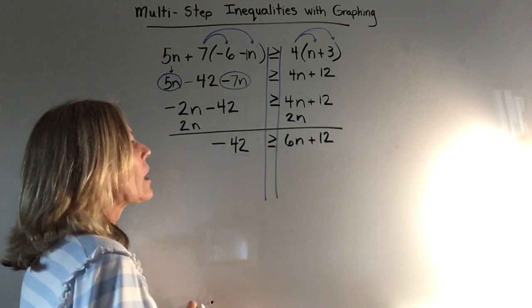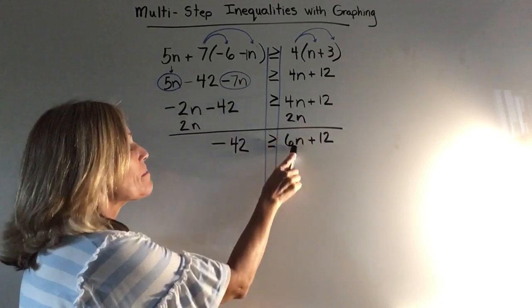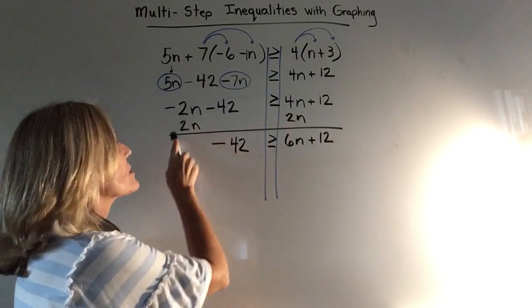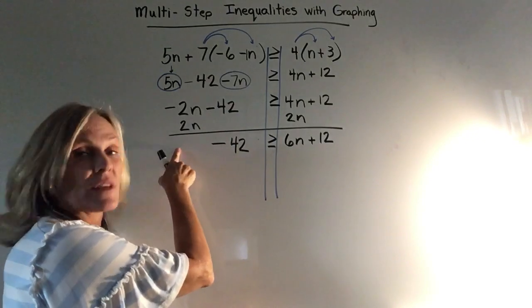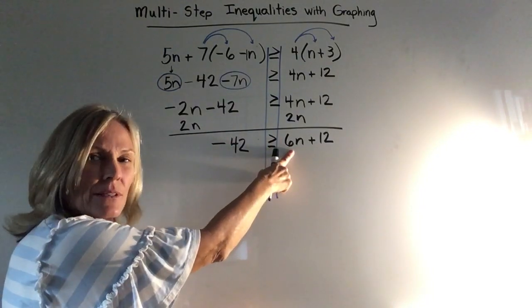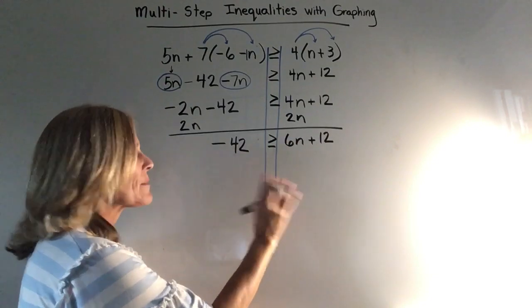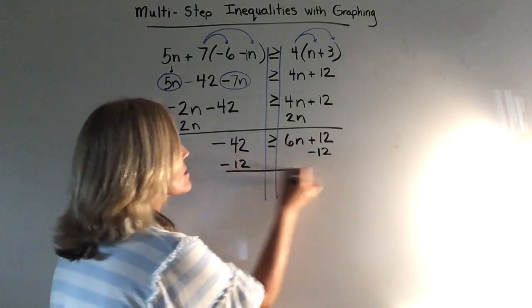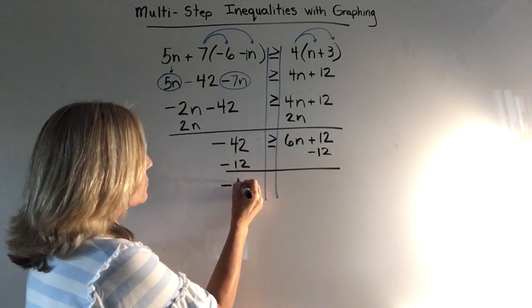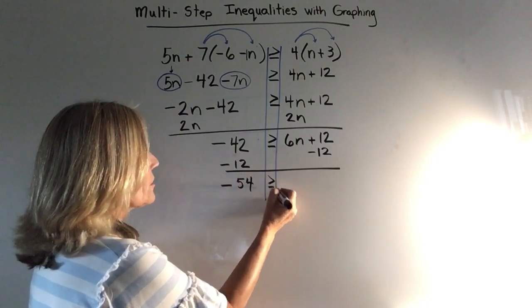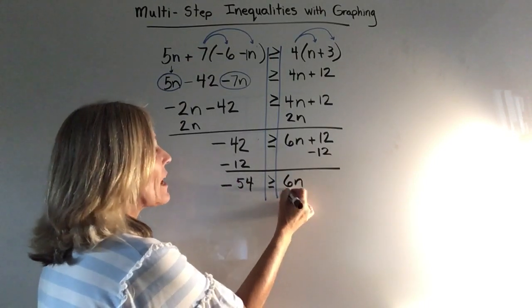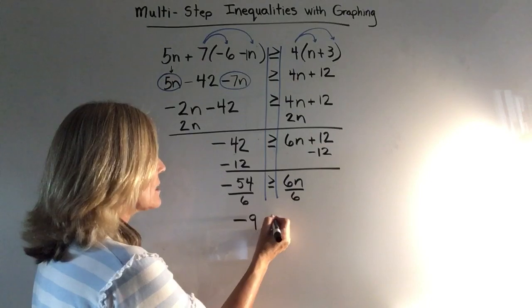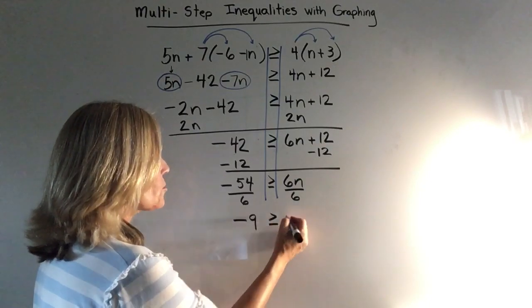All right, now understand what I did. This is a positive coefficient. Had I subtracted 4n from both sides, I would have a negative 6n over here. So wouldn't that swap the sign? Isn't that weird? It looks like it's not going to swap it here. So how can that be the same thing? So let's see what happens. So I'm going to subtract 12 from both sides. And over here we have negative 54 is greater than or equal to 6n. Now I'm dividing, but not by a negative, so it does not swap the sign. So this is now negative 9 is greater than or equal to n.